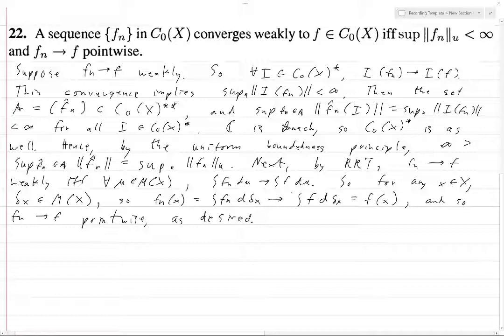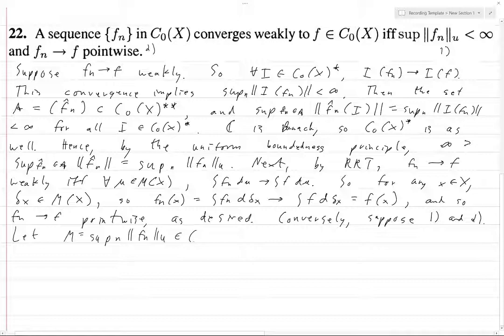So anyways, let's do the converse. Suppose 1 and 2. What are 1 and 2? Glad you asked. Didn't feel like rewriting those. So let M be the supremum over all n of the norm of Fn, which by 1 is finite. So, sure, let's write that. That's 0 to infinity.